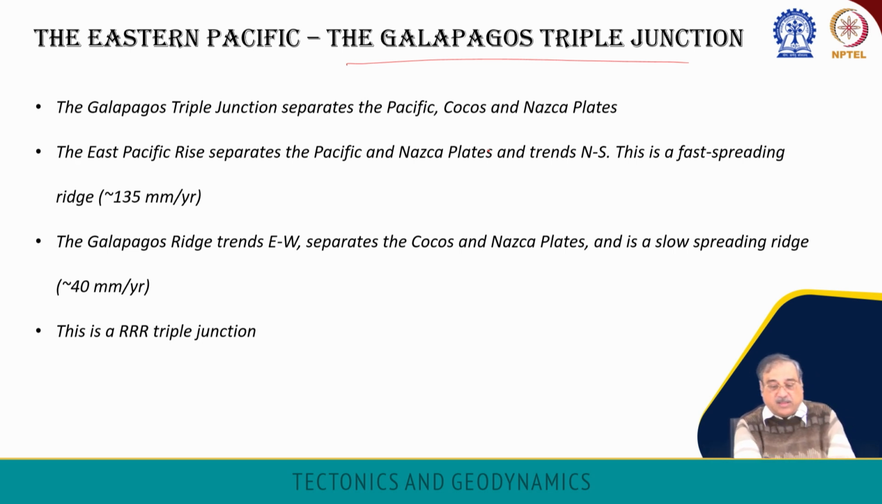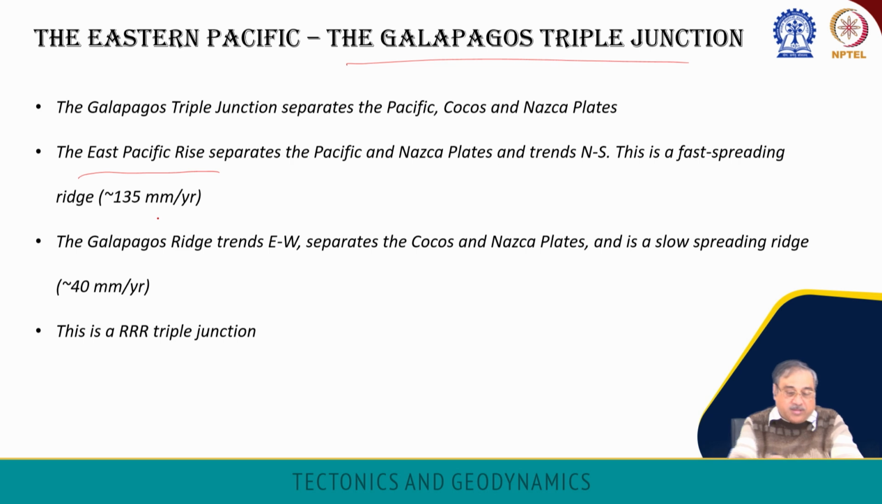Now, the boundary between the Pacific plate and the Nazca plate is a famous one. It's called the East Pacific Rise. It's famous because it's believed to be overall the fastest spreading divergent boundary on Earth. The spreading rate is supposed to be 135 millimeters per year, approximately 14 centimeters per year. It's the fastest one that we know of, uniformly throughout its length.